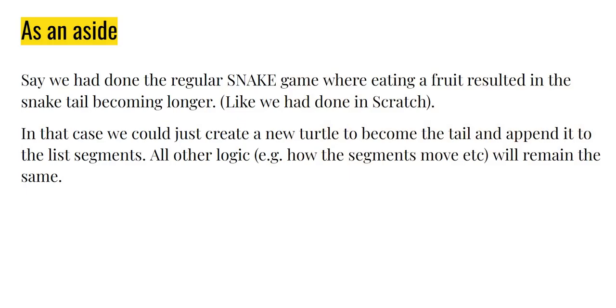At this point, I want to make an interesting comparison here. Let's say we had built a regular snake game where we had a fruit which the snake eats and the tail becomes longer, which is what we had done, for example, in Scratch. The fruit itself will move to a random position. In fact, the logic would remain exactly the same. The only difference is that instead of using the fruit itself as a tail, we will create a new turtle to become the tail. In fact, that's what is done in many implementations: you create a new turtle and append it to the list segments. Everything else remains exactly the same. Right now, it's only for one tail. Later on, the same idea will apply to multiple tails, but we'll see that in a separate video.